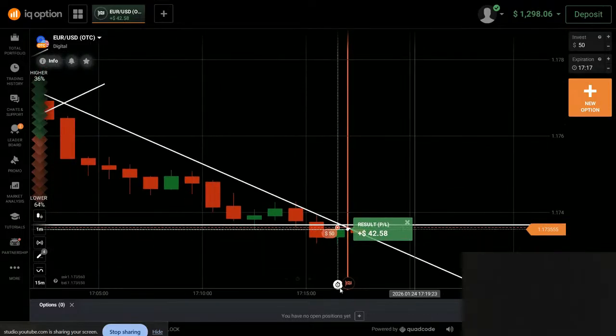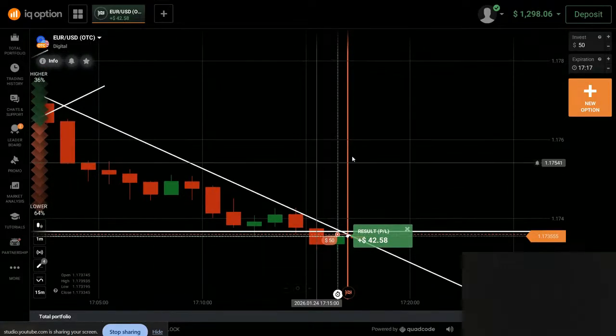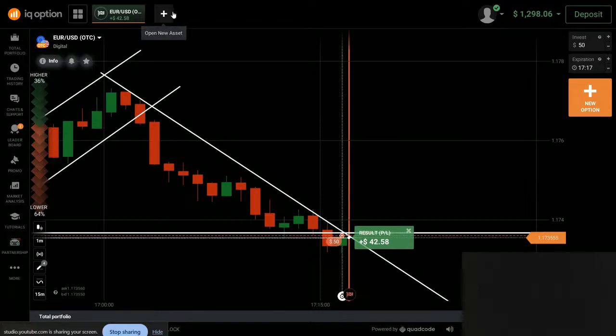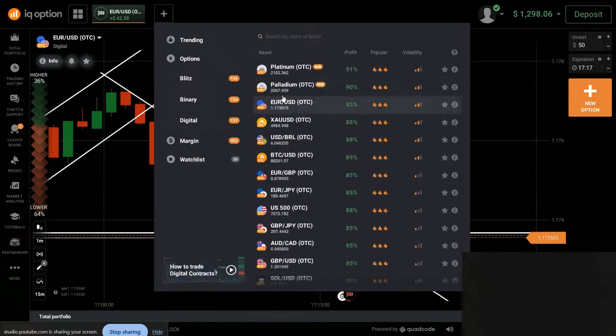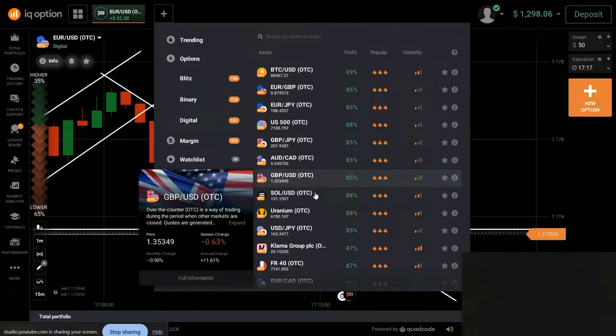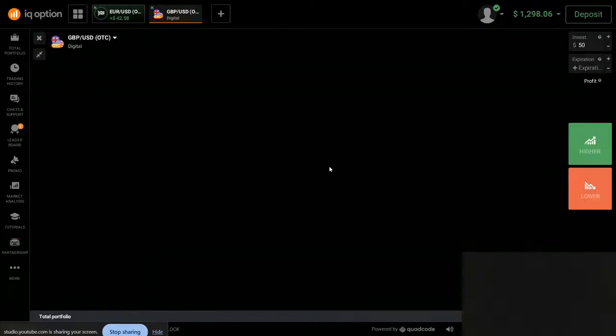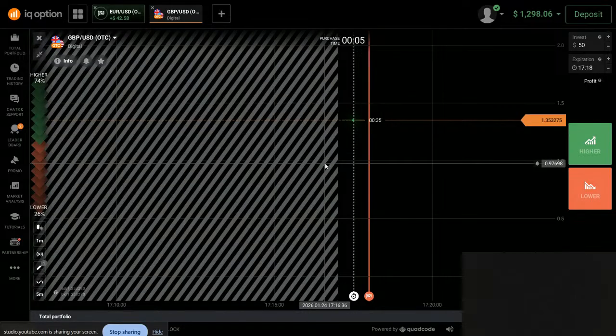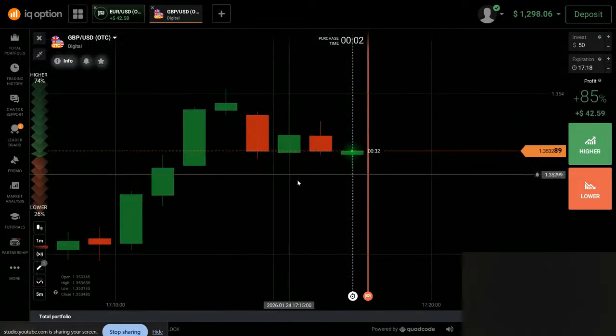So let us take another chart. I hope you understand this one. So always use digital, either Xnova or IQ Option. If anyone has doubts, you can message in the live chat.